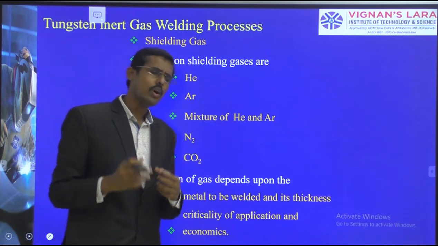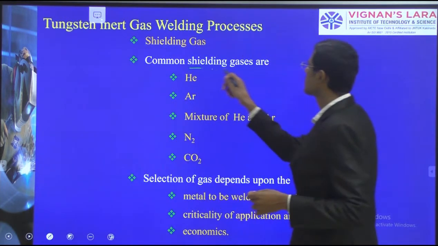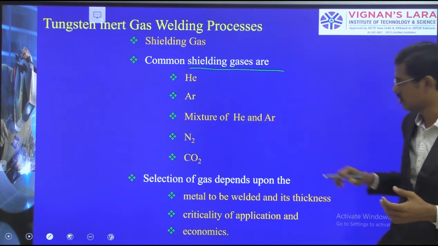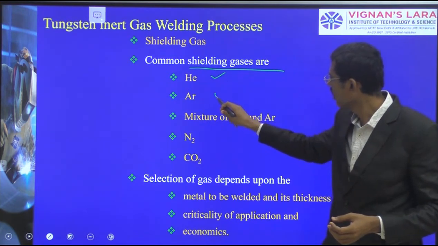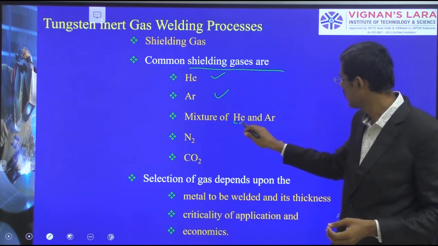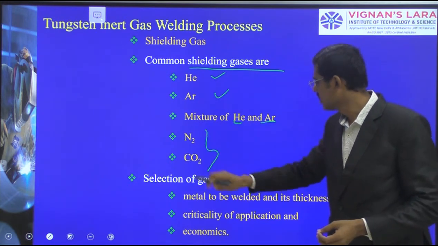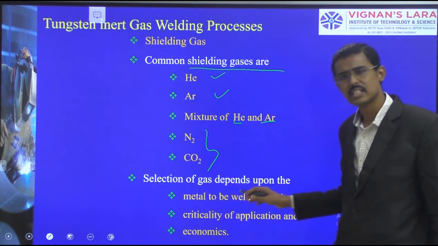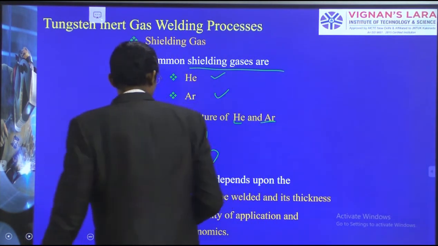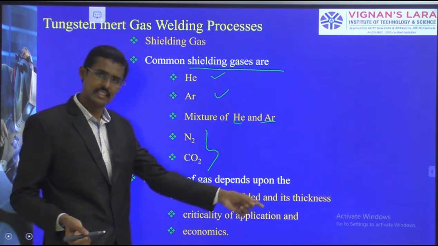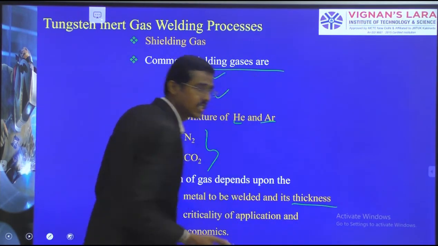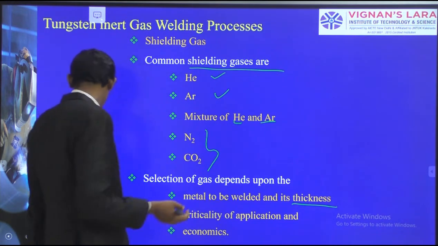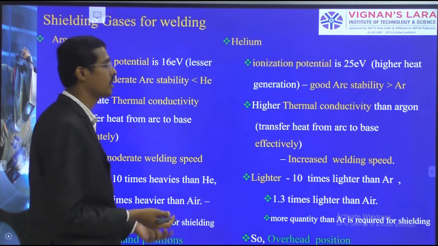We want to talk about the common shielding gases. Normally in all inert gas welding processes, we use helium, argon, a mixture of these two, nitrogen, and CO2. The selection of these gases depends upon the metal to be welded and its thickness, heat generation, criticality of the application, and economics. We use these depending on this.